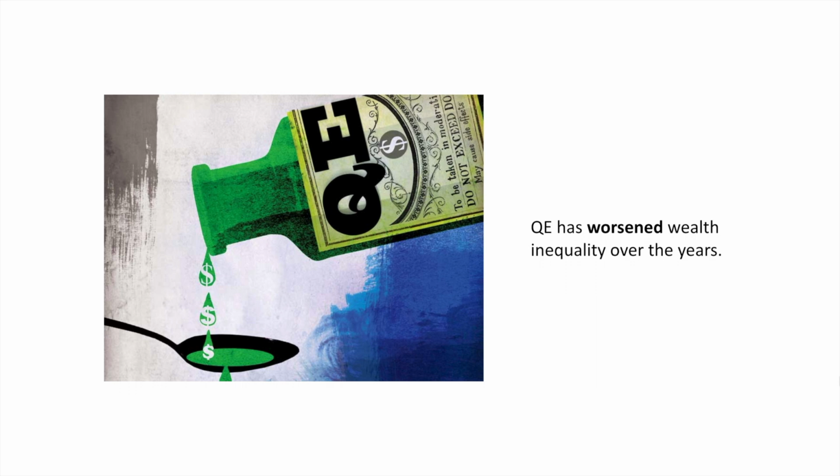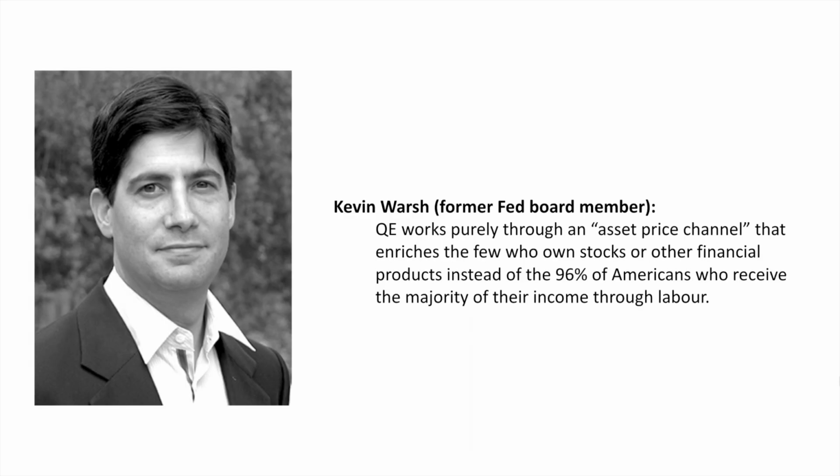Beyond the efficacy of the actual policy, economists worry that there are negative side effects to quantitative easing. Lately, more and more economists have been discussing how quantitative easing has worsened wealth inequality over the years. As the stock market soared, wages stagnated, and the only people that could take advantage of the sudden surplus of money were the wealthy. Kevin Warsh, a former Fed board member, explained that quantitative easing works purely through an asset price channel that enriches the few who own stocks or other financial products instead of the 96% of Americans who receive the majority of their income through labor.